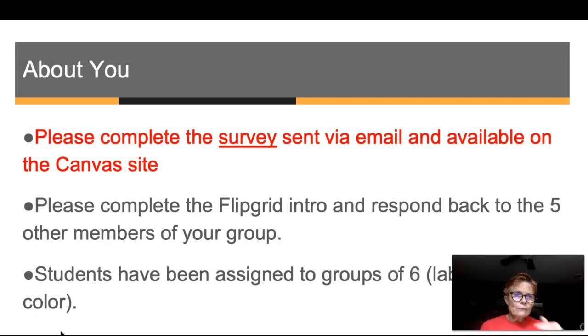If you're on Canvas and you look under People, you'll see that you've been assigned to a particular group, a color group, red, yellow, green, and such. So find the other 5 people in your group and please view and respond back with a, hi, it's great to know you, whatever, on Flipgrid. Okay, so if you could do that. Again, students have been assigned to groups by color. So that's the first thing I'm going to ask you to do.